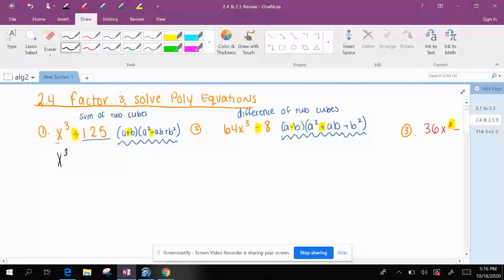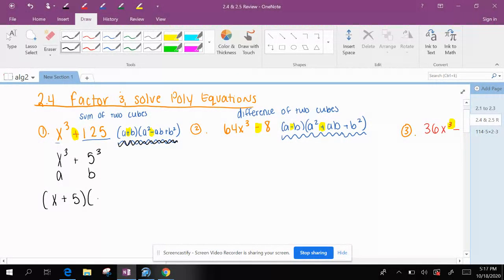If you don't know your cube roots off the top of your head, you can always take your calculator and put 2 cubed, 3 cubed, enter, 4 cubed, enter, until you get the number you're looking for. We are going to use 5 because 5 cubed is 125. The first term is a, the second term is b, and then I'm just plugging it into my formula. So I have a plus b, x plus 5.